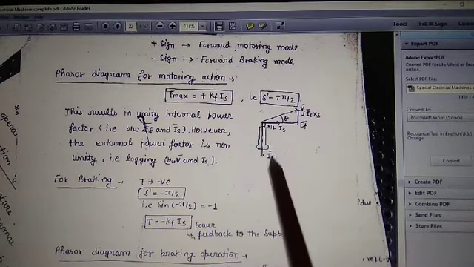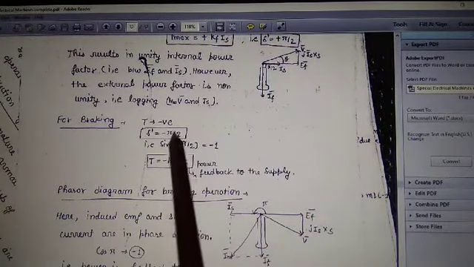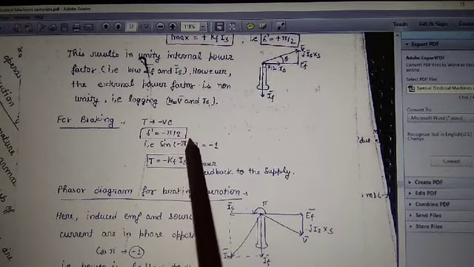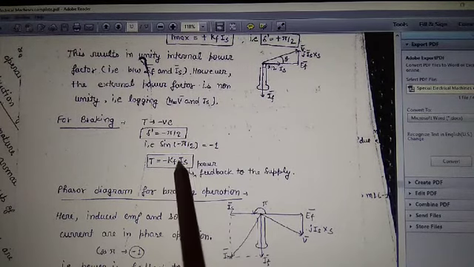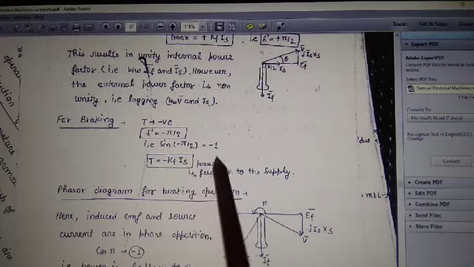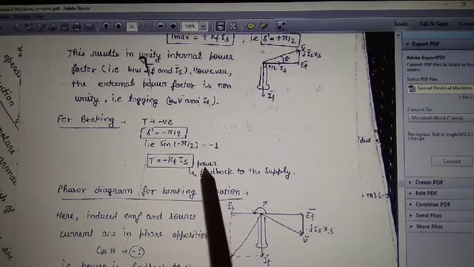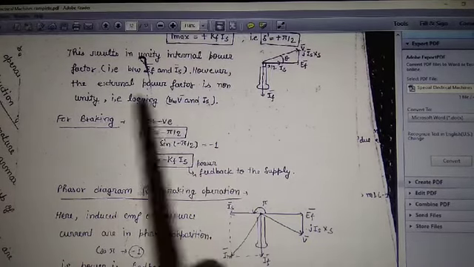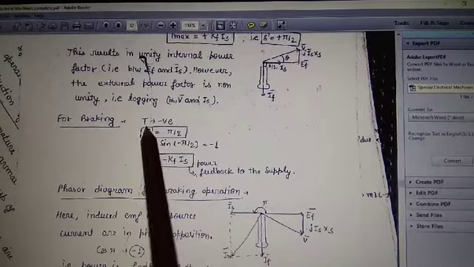Internal power factor is represented by the angle between I_S and E_F, and the external power factor by terminal voltage V and I_S. For the braking operation, the torque is negative, that is delta prime equal to minus pi by 2, sine of minus pi by 2 equal to minus 1, so maximum torque equal to minus K_F into I_S. In this case the torque is negative and the energy is fed back to the supply, that is power is fed back to the supply in the braking mode.